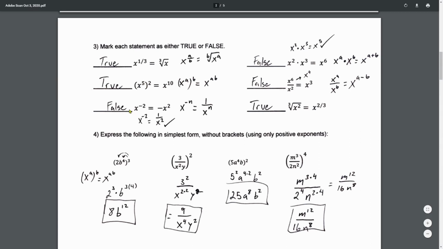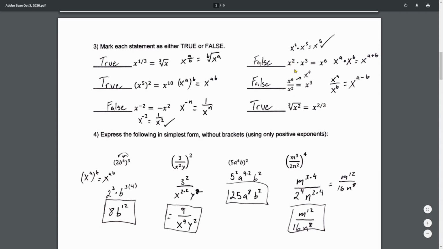Next, we have x to the negative 2 power equals negative x squared. This is not correct, because if you look at this rule, x to the negative n equals 1 over x to the nth power. So this is going to be false, but the correct expression would be 1 over x squared.